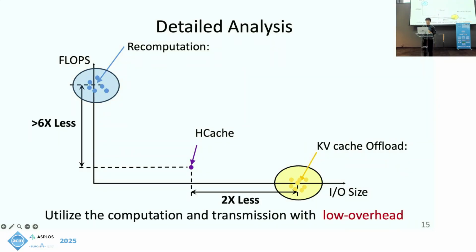Moreover, HCache can reduce the I/O cost by 2 times and reduce the computation by at least 6 times. You can see the details and analysis in our paper. So to summarize our findings, HCache allows us to efficiently utilize both computation and transmission, at a low overhead.